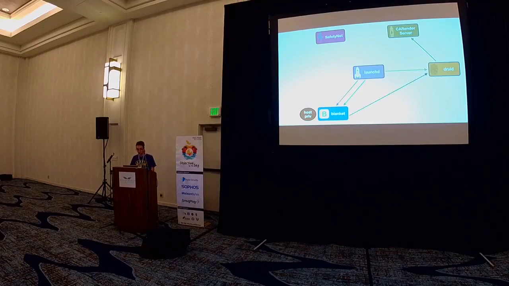We now send a message to Druid, causing it to crash, and when Druid starts up again, it's going to ask LaunchD, hey, who is CA render server? And LaunchD will reply that we are CA render server. So Druid will start talking to us and will send us its task port.